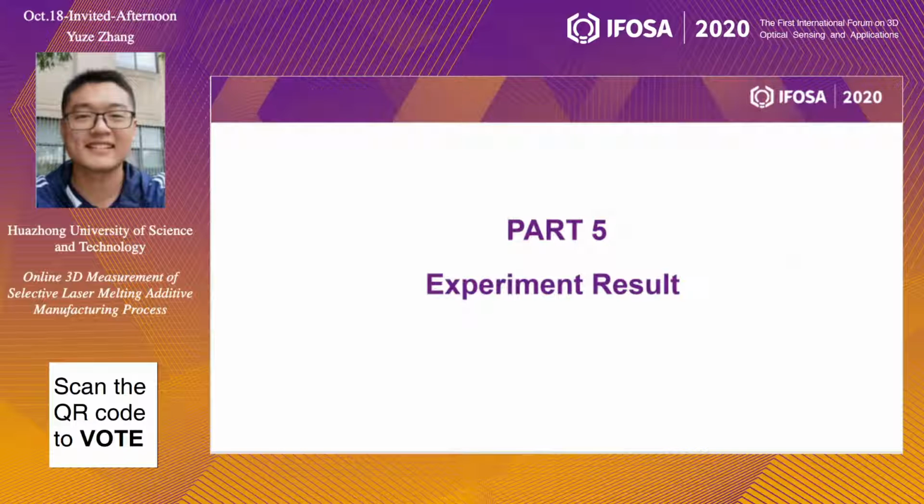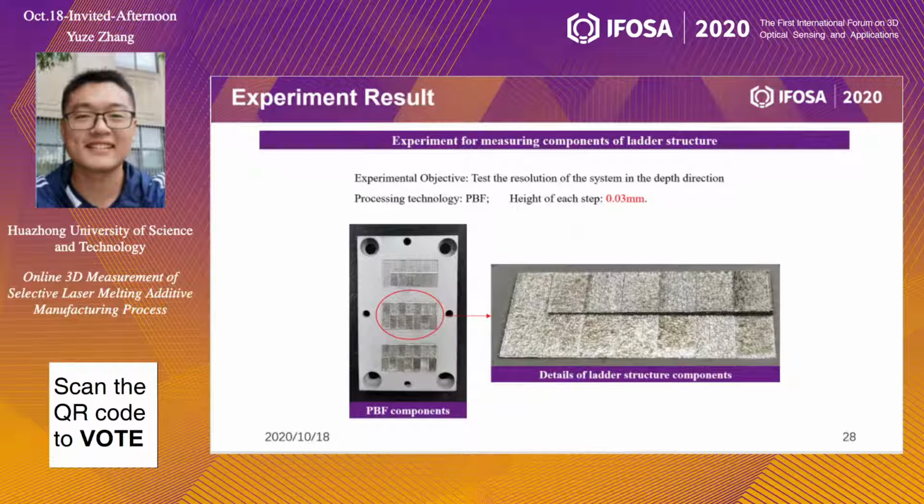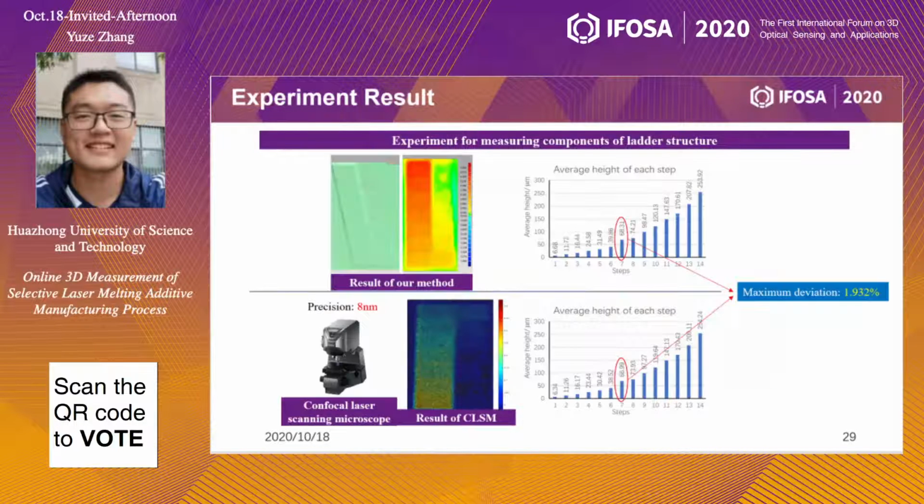Part 5 is the experiment result. To test the resolution of the measurement system in the depth direction, we designed this component of ladder structure. This component consists of 14 steps, and the height of each step is 0.03 millimeters. The precision of confocal laser scanning microscope is only 8 nanometers. We can regard these measurement results as the true values.